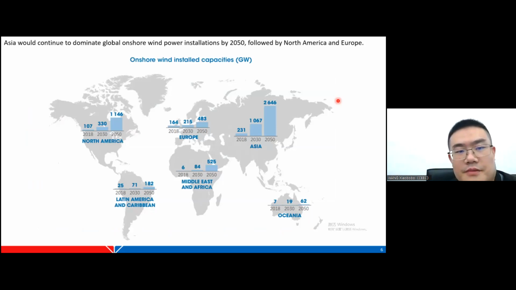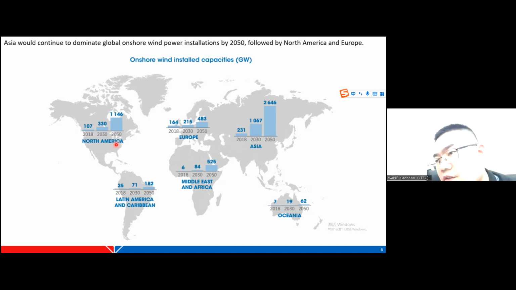And in this case, as we can see from the numbers, Asia would dominate the global wind power installation by 2050, followed by North America and Europe. So we can see that in Europe or in North America, they have quite small installation capacity compared with Asia.